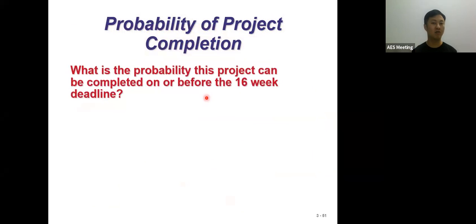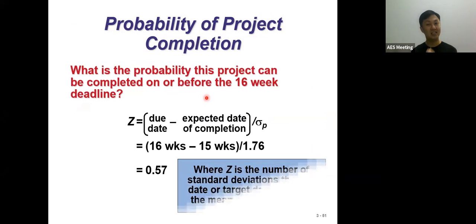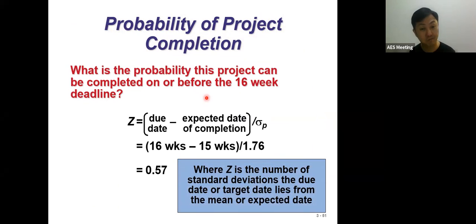Now, the probability to complete the project here. How do you think about the probability? The probability, the percentage to complete before the 16 weeks here. You know the completion optimum is 15 weeks. We are saying that the due date is 16 weeks. The expected time we can complete is 15 weeks here.